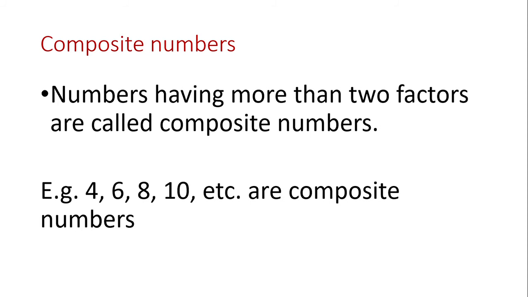Numbers having more than 2 factors are called composite numbers. So I told you 9 is a composite number. So numbers having more than 2 factors are called composite numbers. So 4 you can divide it. So there's the factor 1. There is 2 you can divide. And there is 4. So it's a composite number.